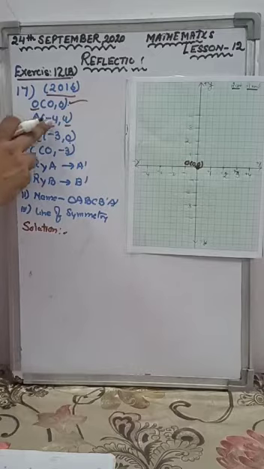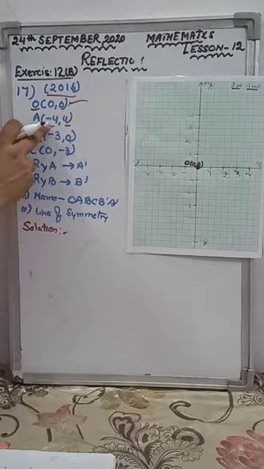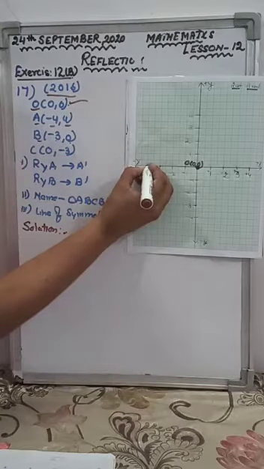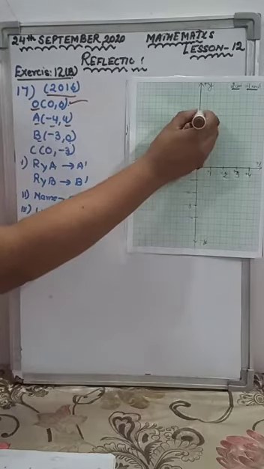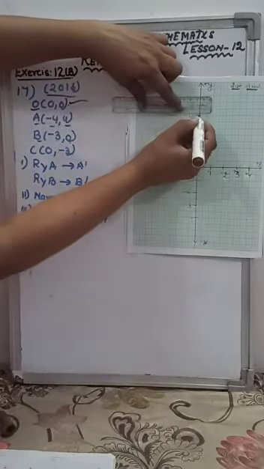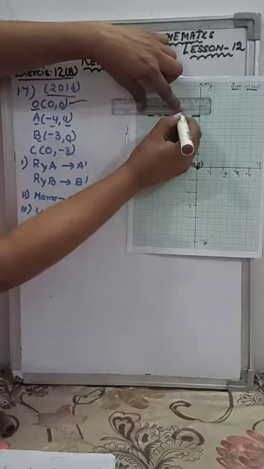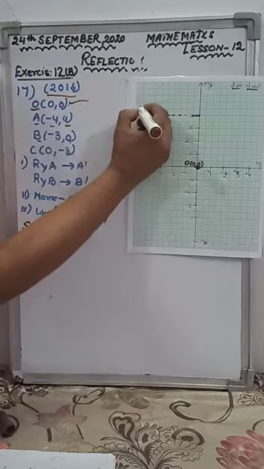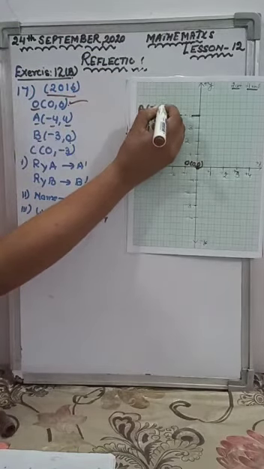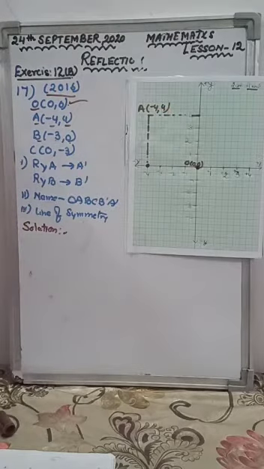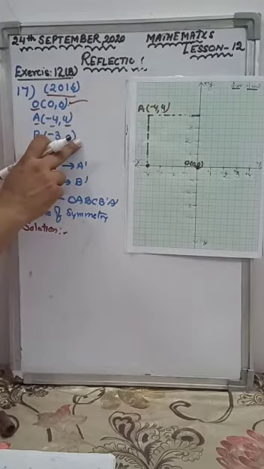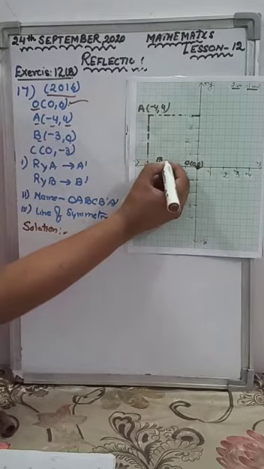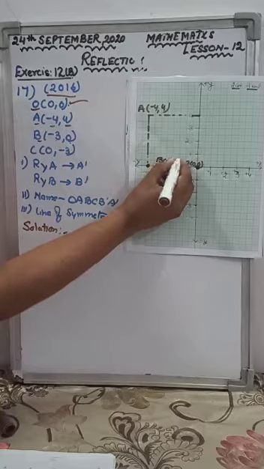Now second point, -4, 4. -4 abscissa and 4 is ordinate. So -4 on the x-axis and 4 on the y-axis. So we'll use the ruler to draw a dotted line and then label it as point A, that is -4, 4. Now B, abscissa -3, ordinate 0. So -3, 0 will be this. This is your B, -3, 0.